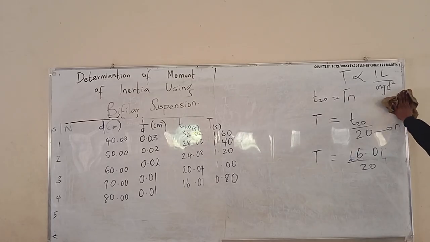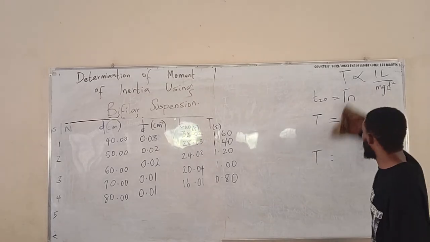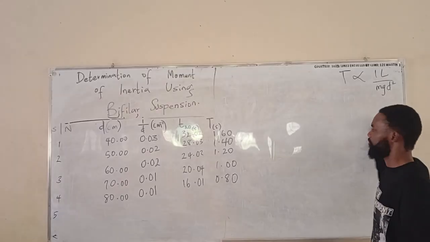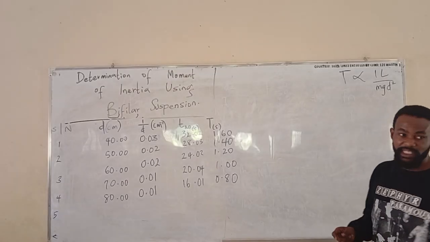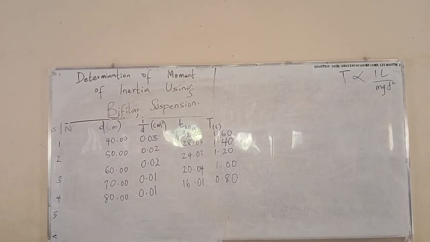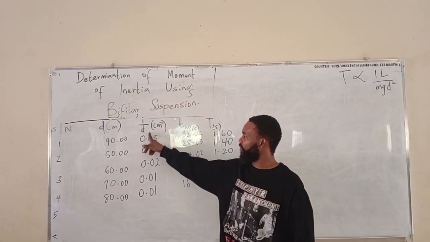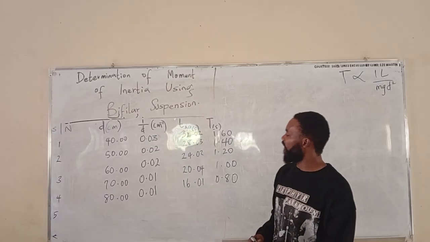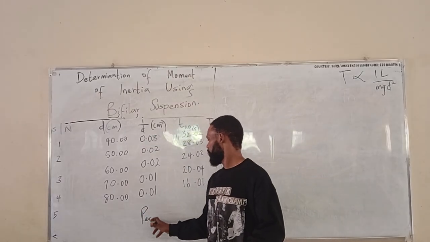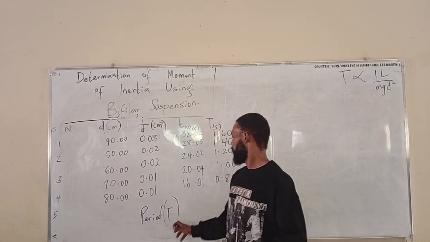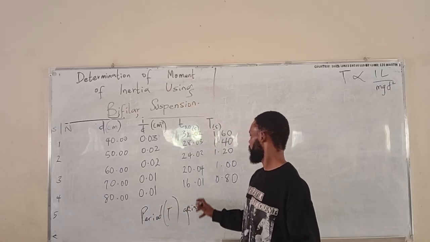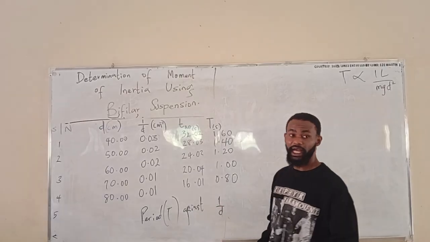Now, if I've gotten this, I can go back to get the moment of inertia. I can go back to the question, because that's the first question I'm seeing there. They said, what is moment of inertia? Plot a graph of what and what? T against 1 over D. Okay, this one against this one. That means a graph of period T against 1 over D.